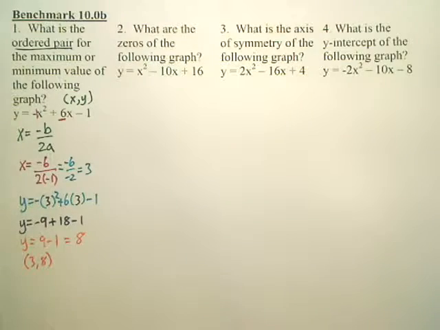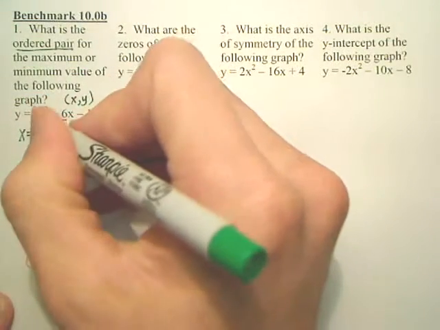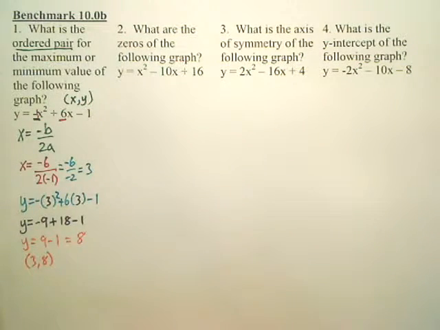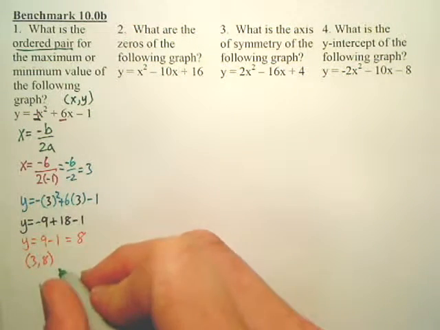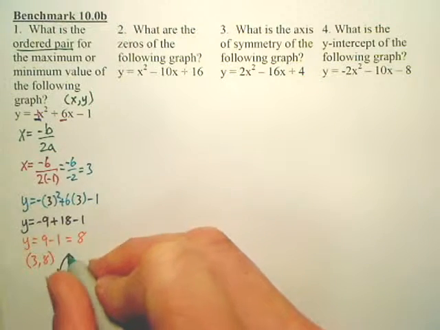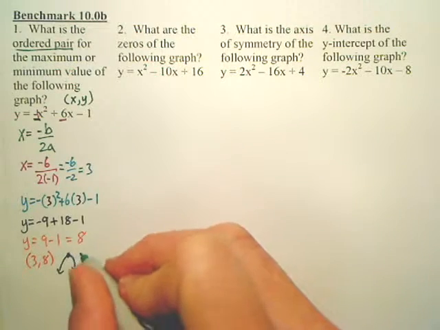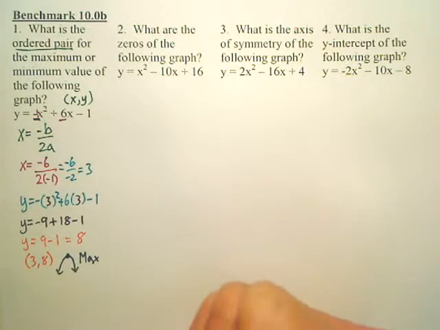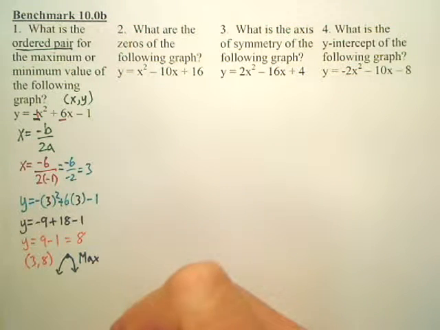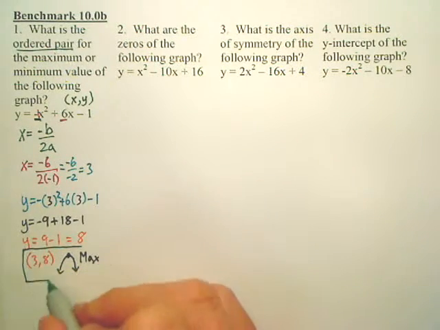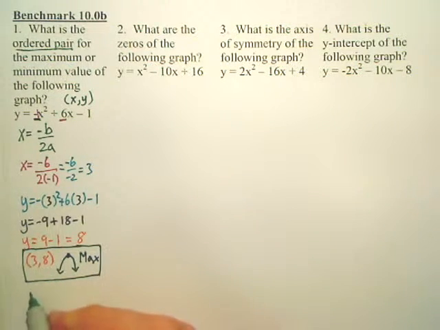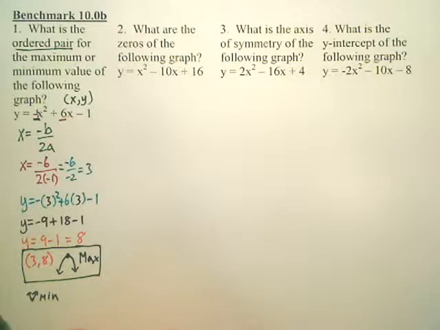Now how do we know which one it is? Well, look at your a value. Is this a happy or sad parabola? If it's a sad parabola, what do you think your vertex is going to be, a maximum height or a minimum height? Maximum. This is going to be a max because it's a sad parabola. Now, if it's happy, do you understand that vertex is a minimum? Since it's sad, the vertex is a maximum.